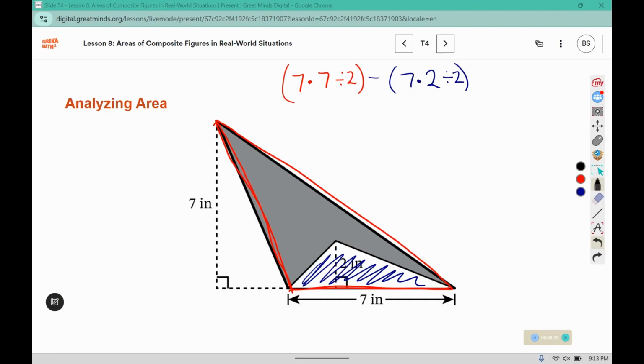7 times 7 is 49. 49 divided by 2 is 24.5. 7 times 2 is 14. 14 divided by 2 is 7. And when we subtract, we get 17.5 inches squared, just like we did using the other method. But this one required fewer steps.